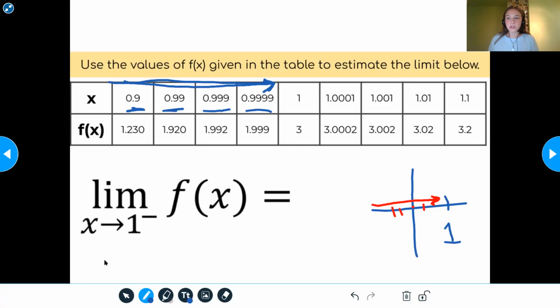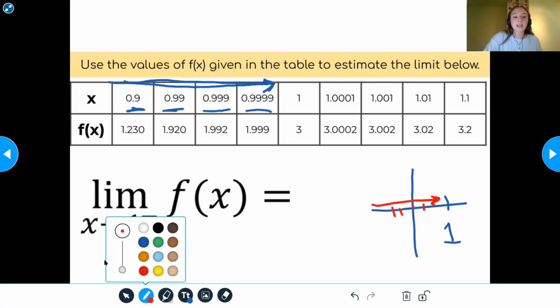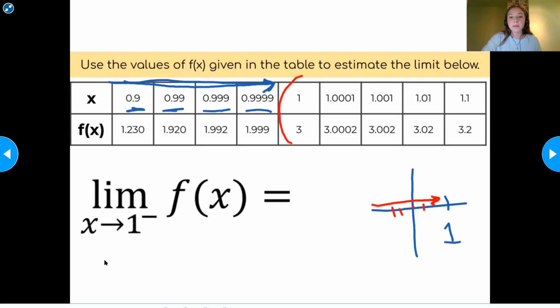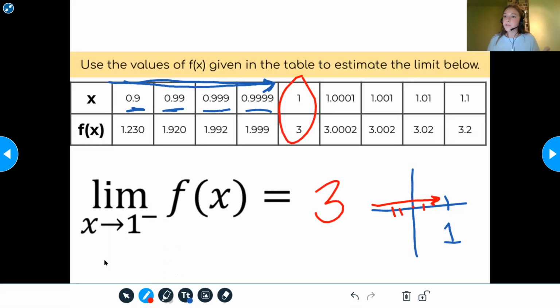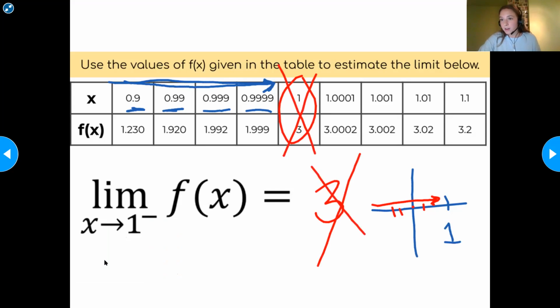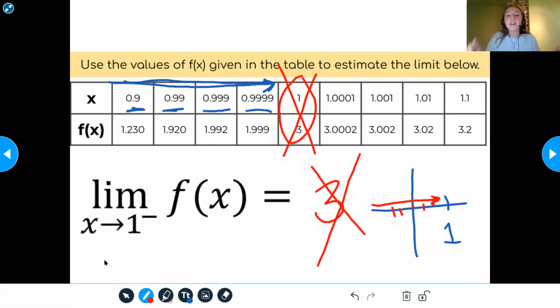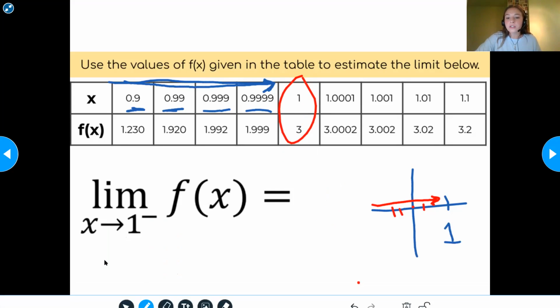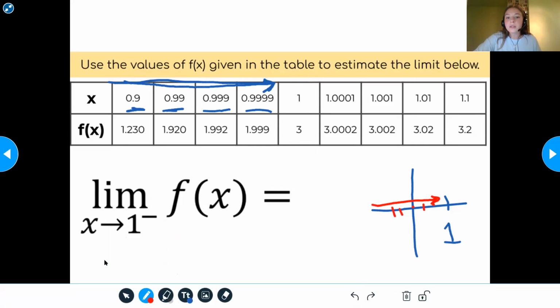closer and closer to? Now, it's a common mistake that students would look at this table and say, oh, well, the limit is 3 because the actual value of the function is 3. That is completely wrong. Remember, limits have nothing to do with the actual value of the function at that point. They have to do with the approached value as you're getting closer to that point.